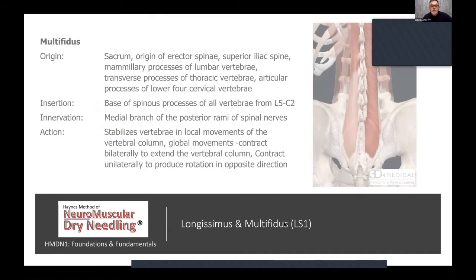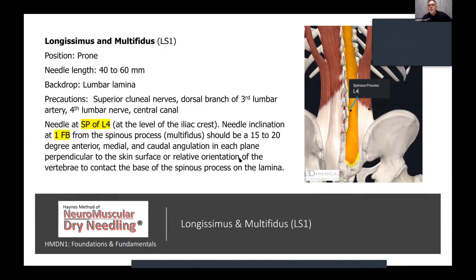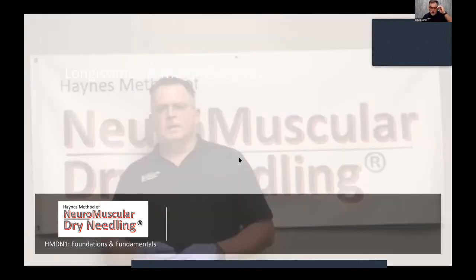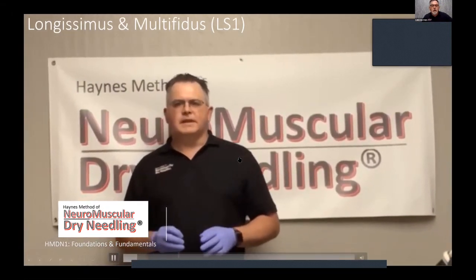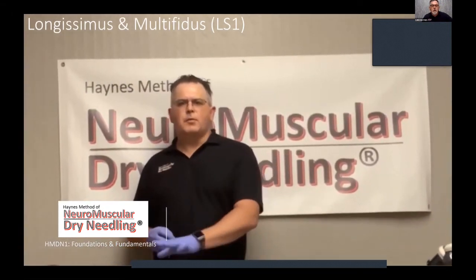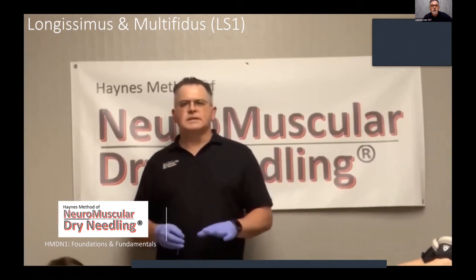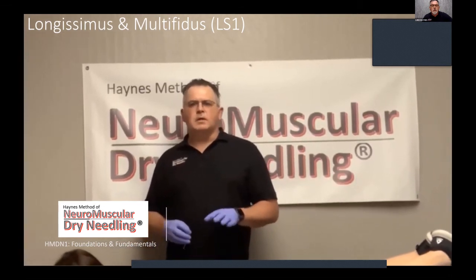Then the longissimus and the multifidus, as you recall, in the lumbar spine, we needled those as one single unit. In the lumbar spine, for the longissimus and the multifidus, patient is going to be here in the prone position. Needle length will be 40 to 60 millimeters with a backdrop onto the lumbar lamina.